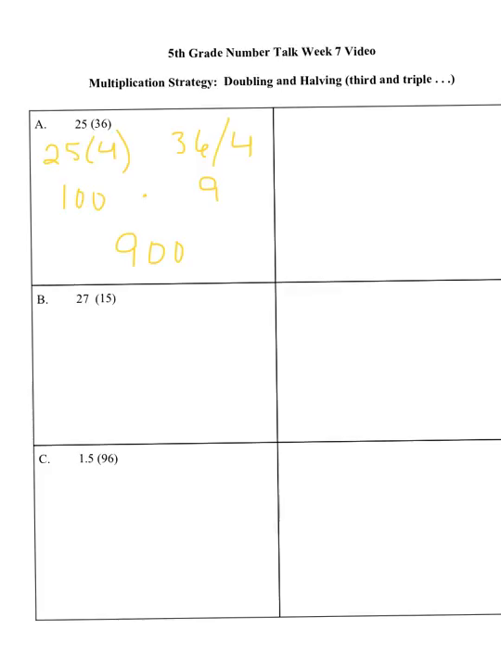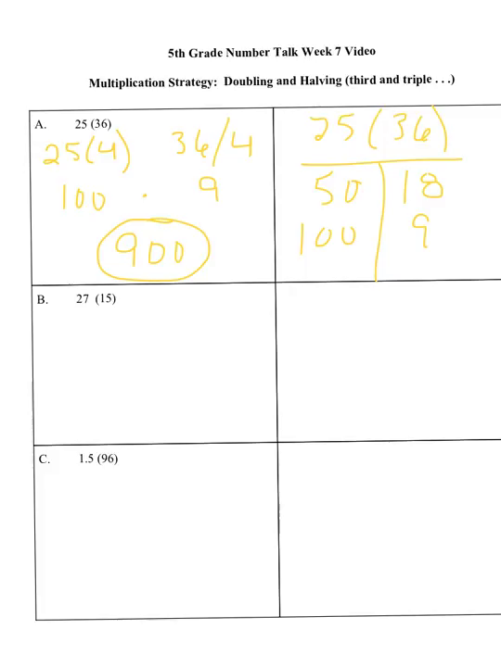Or, if you want to keep with a doubling and halving strategy for this one, take 25 and 36. Let's double 25. If we double 25, we get 50. Half of 36 is 18. If we double 50, we get 100. Half of 18 is 9. So again, we have 9 times 100, or 100 groups of 9, or 9 groups of 100, which still gives us our answer of 900.